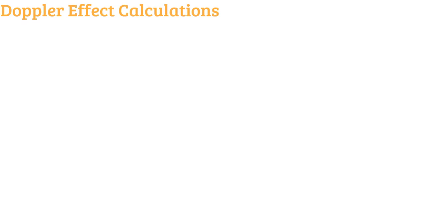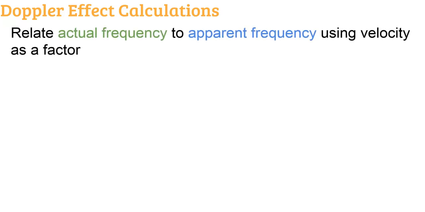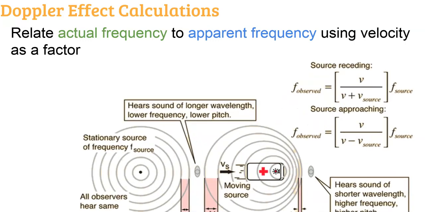We can also put some calculations to the Doppler effect. We can use an equation to relate the actual frequency to the apparent frequency. Remember that the Doppler effect is where there's an apparent frequency. The frequency appears to go up or down depending on the motion of the sound or the observer. And so there is an equation at the right side of the screen. That equation is different depending on whether the source is moving away from us, which is the top equation, or moving towards us, approaching us, which is the bottom equation.